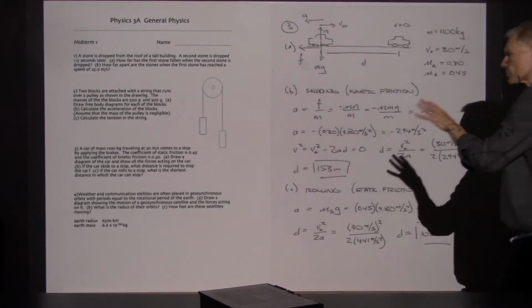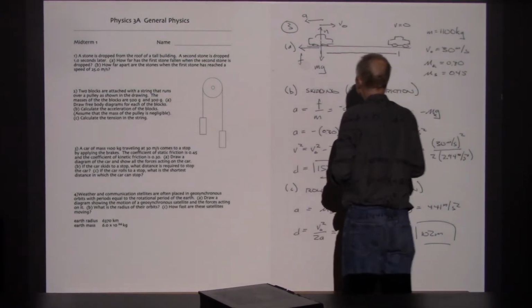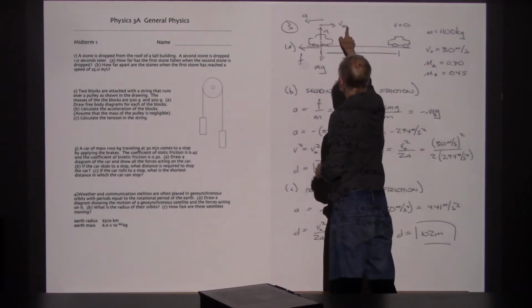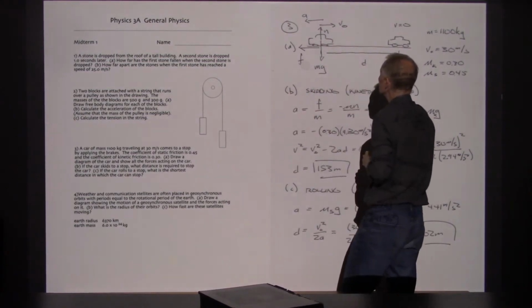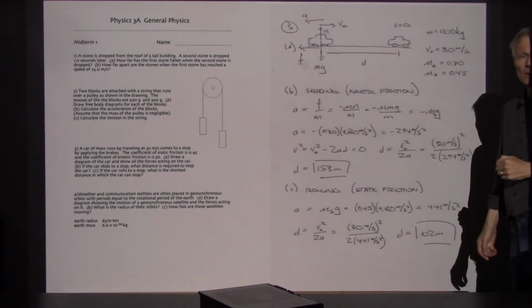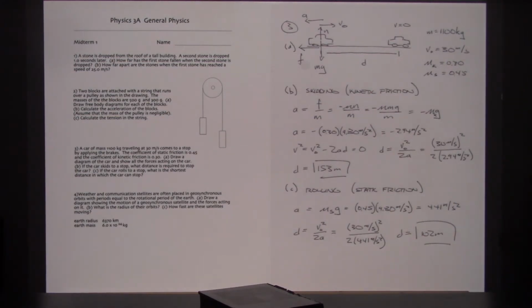So I have a car that's slowing down. It's putting on the brakes. And so the velocity is to the right, but the acceleration is going to be to the left. The acceleration is going to be opposite the direction of the velocity.